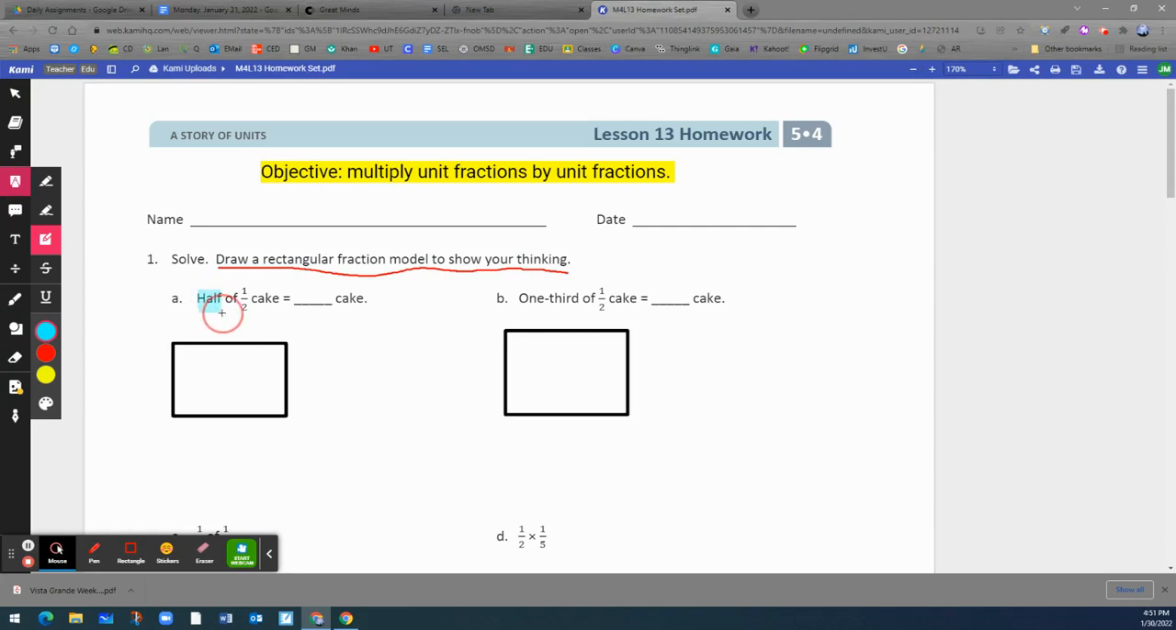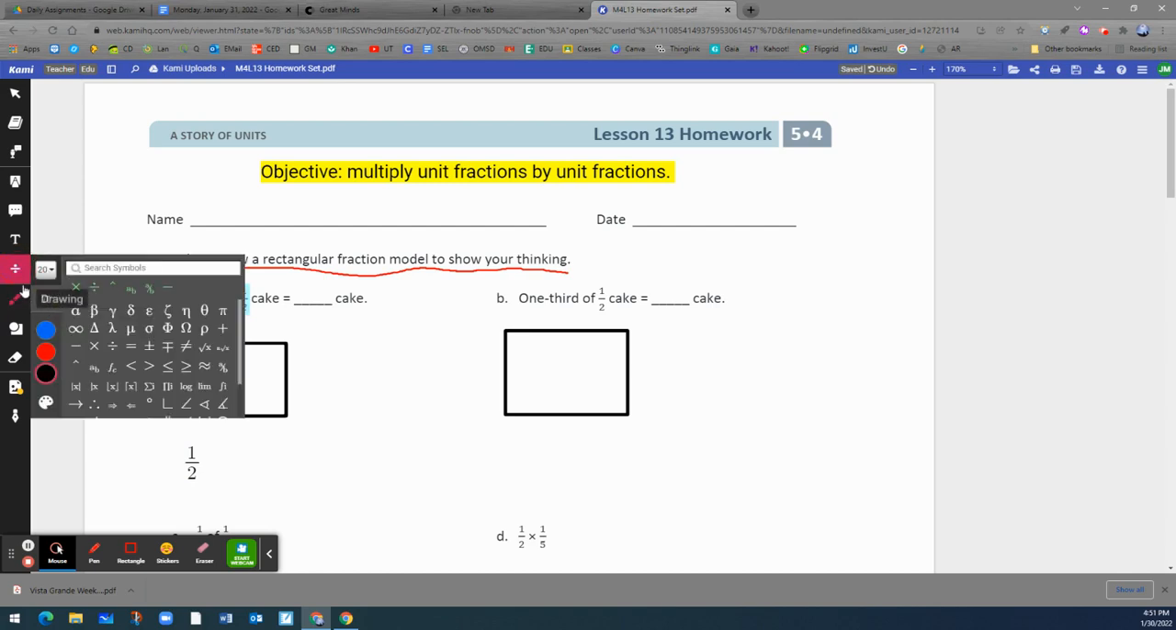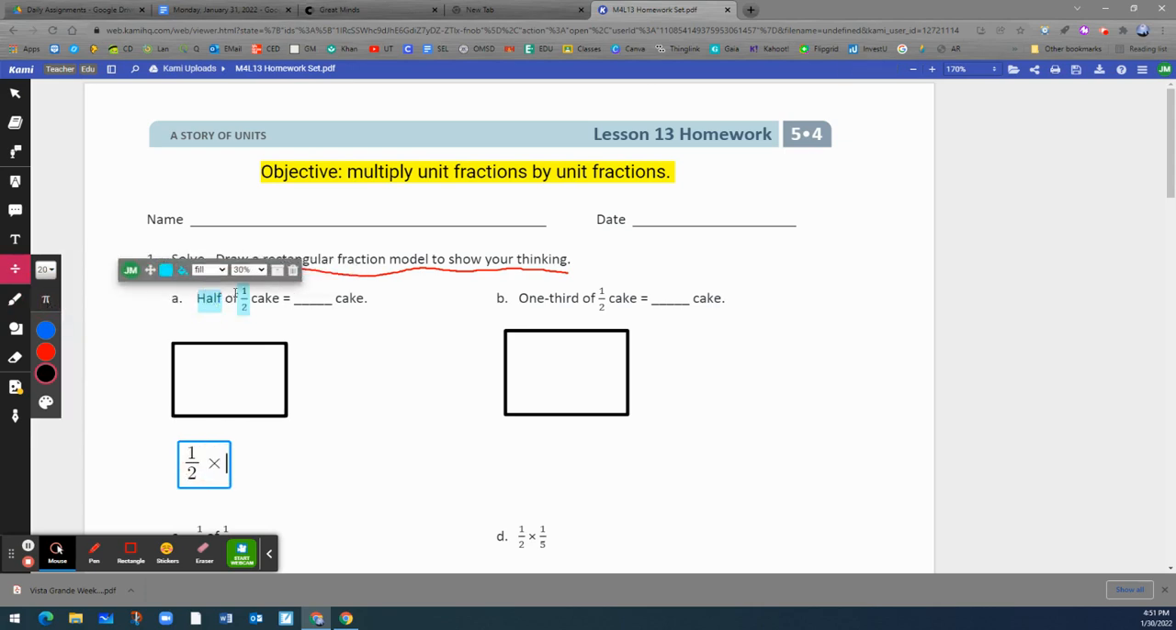It says half of one half. All right, let's translate that into a mathematical operation. So if it says half, then you have one half, correct? And when it says "of," of means multiplication in this case. So we're going to insert a multiplication symbol. And that means half of one half, which is 1 over 2. And guess what? This is our solution.